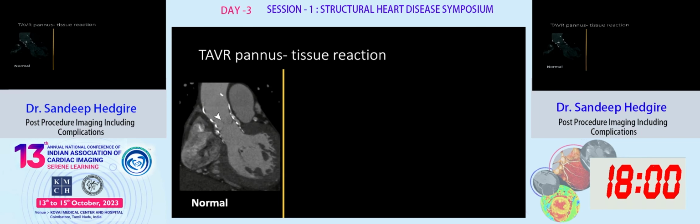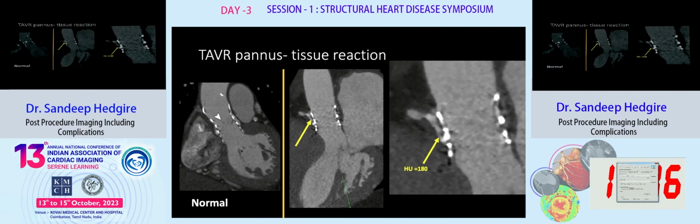When we talk about TAVR, sometimes when the TAVR valve is placed, we expect that it will look like this, where there is an absolutely well-positioned valve without any thrombus. With time, though, sometimes you see areas of hypodensity come circumferentially along the valve, and this is how pannus looks. This is a fibrous reaction of the tissue because you have placed a valve there.